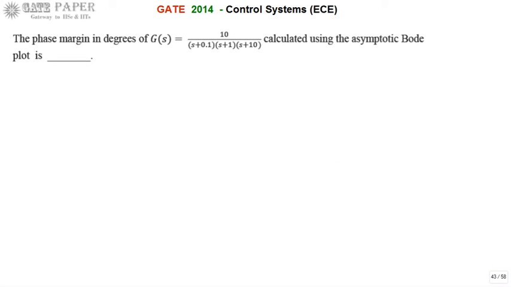Hello, we are discussing GATE 2014. The phase margin in degrees of G(s). We are going to calculate the phase margin for the G(s) given.